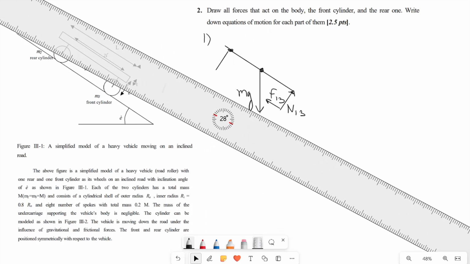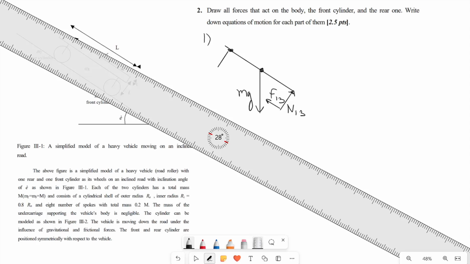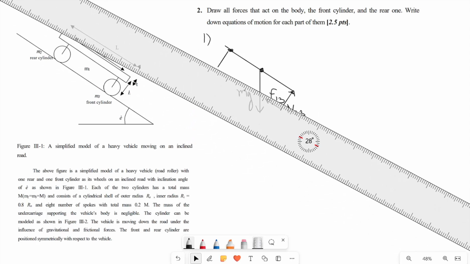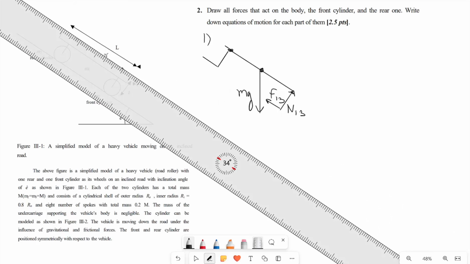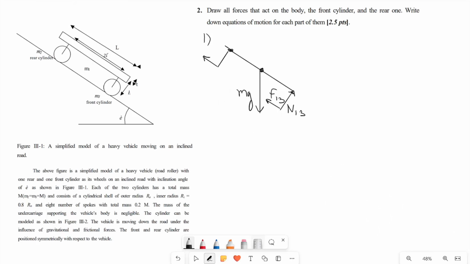Now this normal force, I should just make it a tiny bit smaller, will also, or this attachment point will also be providing another frictional force, which will also be opposite to the direction of travel. So I'm going to say that the frictional force is acting on object 1 from object 2, being the rear cylinder, and the same with the normal force. It is acting upwards on the horizontal frame, onto object 1 from object 2.